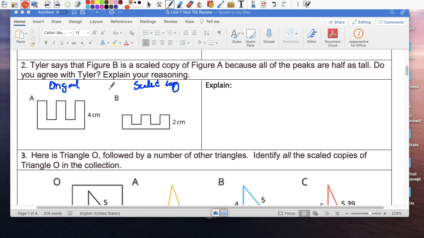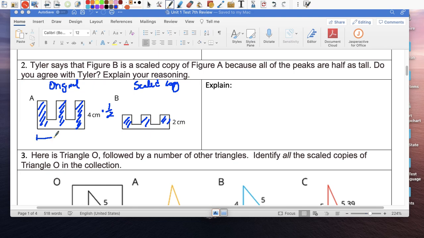Well, he's saying the peaks, these guys here. Right, this measures 4, this measures 4, this measures 4. Now they measure 2, 2, and 2. What's the problem with this? Well, yes, the height. How did the 4 become a 2? It was times a half, right? So 4 times a half, or 4 divided by 2, which is the same thing as times a half, got to 2.